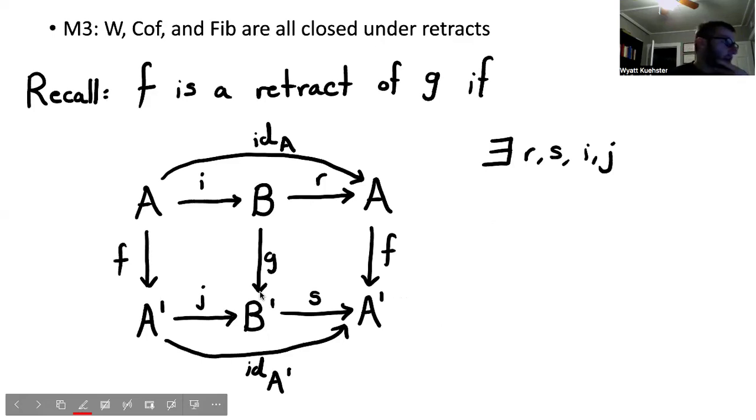Another property that we should have is that all three of these subcategories are closed under retracts. So remember a retract. Here's a fancy way of saying this: F is a retract of G if the identity arrow in the arrow category factors through G. So that's a good way to remember what it means for F to be a retract of G, is to just package it like that. But F is a retract of G if I have an R, S, I, and J with a diagram like this. But that's the same as saying the identity arrow on F factors through G.